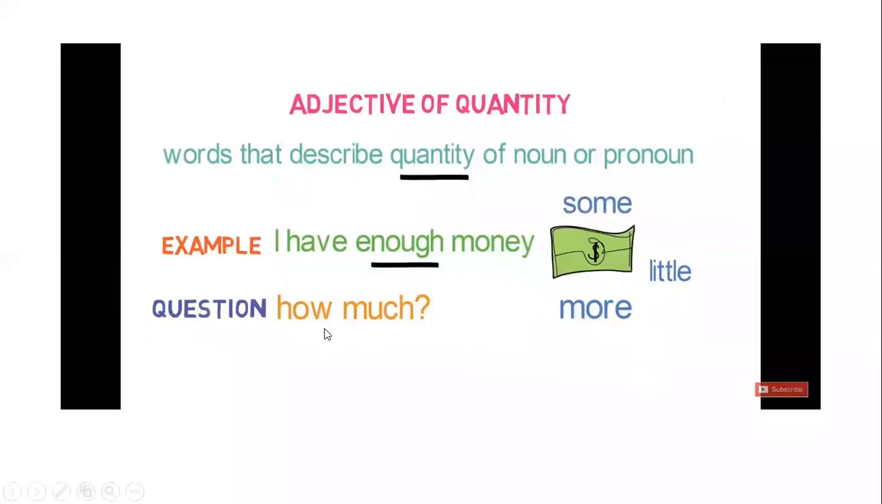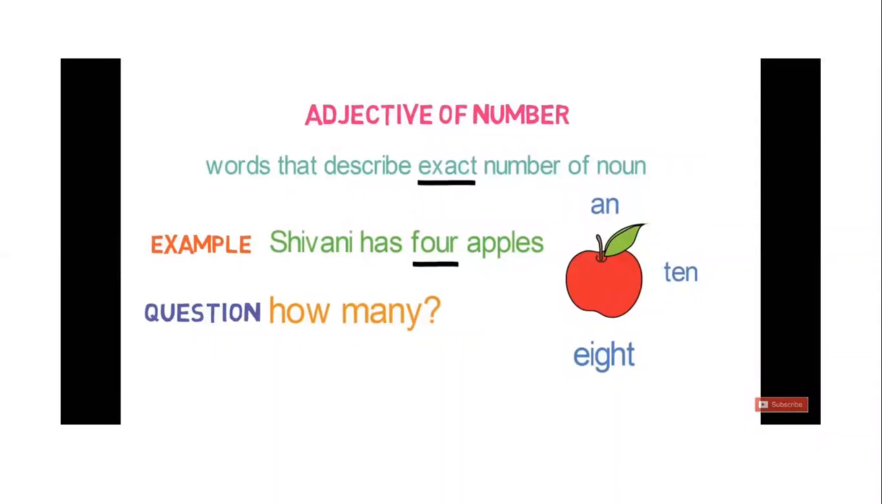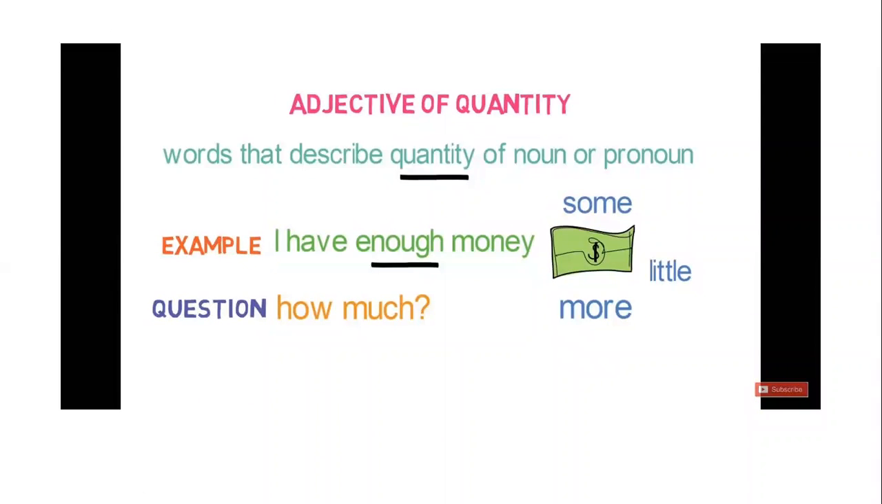Now, number two is adjective of quantity. You must remember one thing: here there is no number specified. It will be specified in adjective of number. So adjective of quantity is quite different from adjective of number. In quantity, you are just describing a quantity. It can be a lot, it can be a little. You're not telling the exact numbers here.